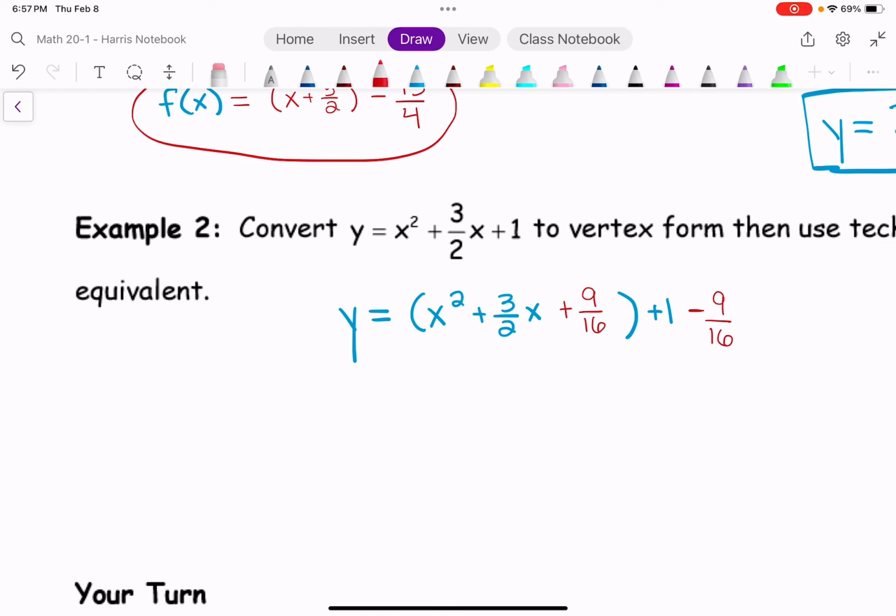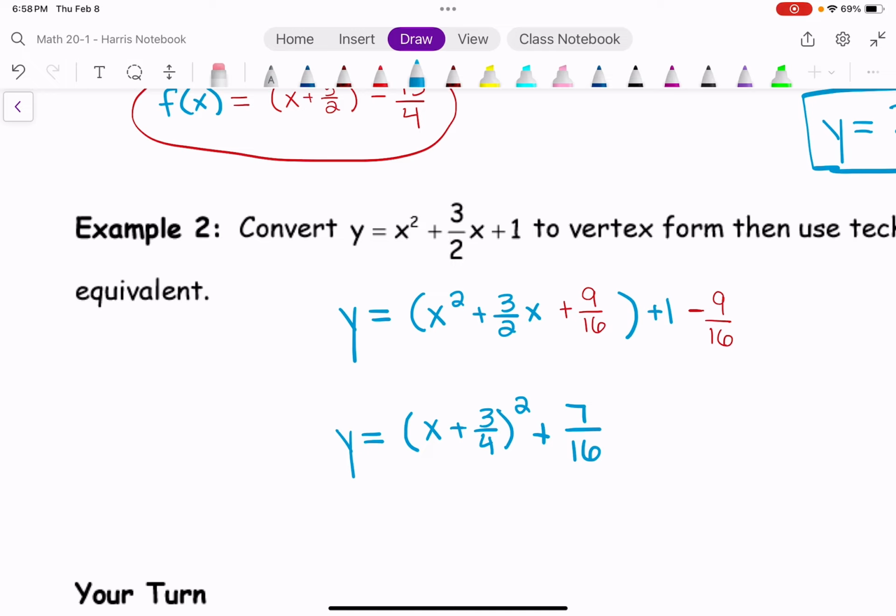Okay, I'm going to rewrite my formula, so I get y is equal to x plus 3 over 4, all squared, and then 1 minus 9 over 16. It's the same as saying 16 over 16 minus 9 over 16. I get plus 7 over 16.